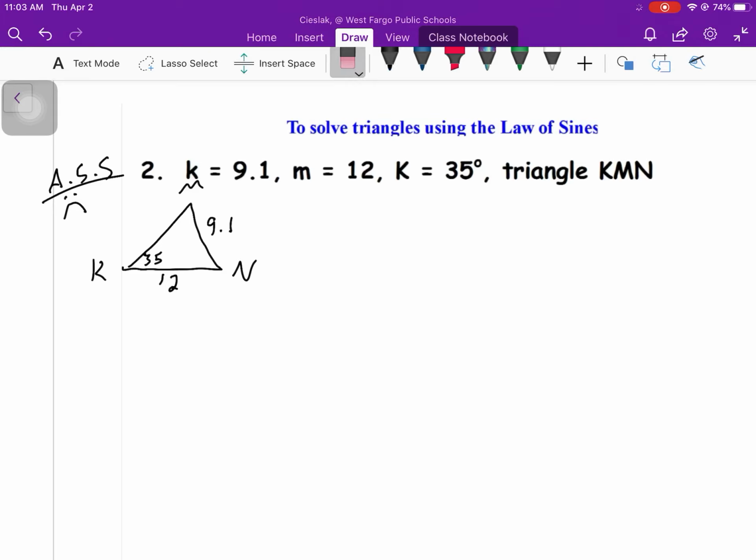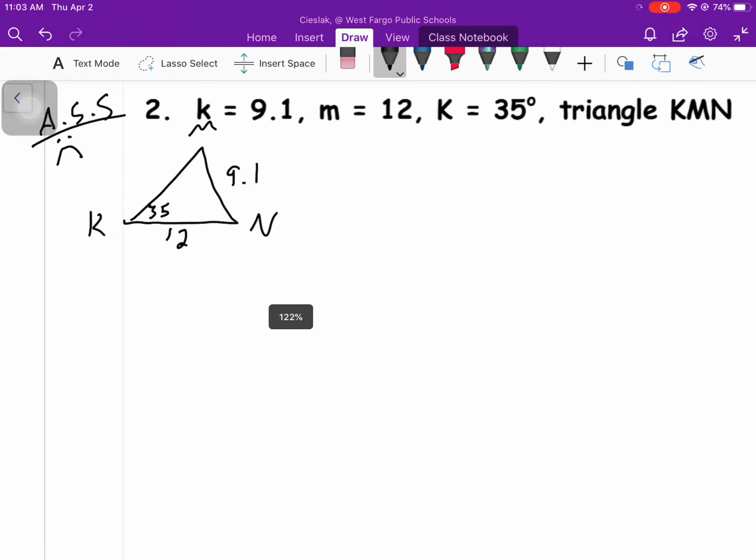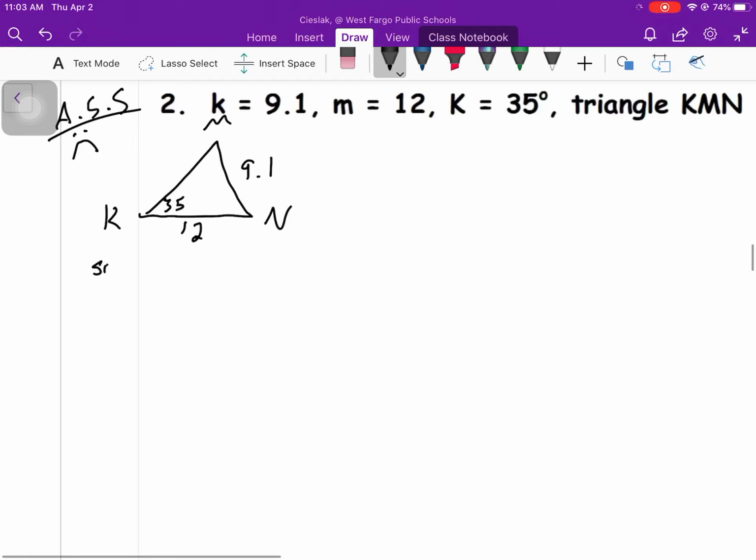Now, I do want to point one thing out because maybe some of you guys are thinking, why is that angle side, side? If I move this 9.1 over here, this is no longer angle side, side. This would be side followed by angle side. It's got to go in order there. Okay. So let me erase that, put it back in the spot. Okay, step one, always find the angle opposite your other given side.